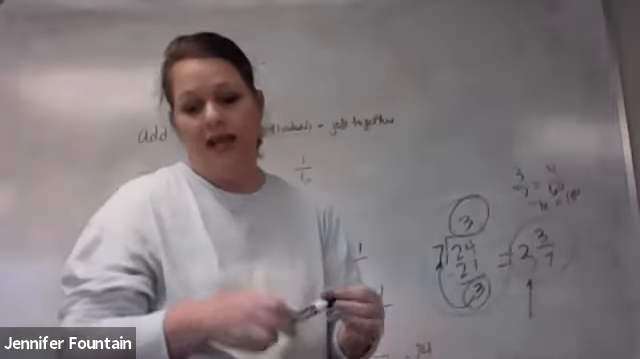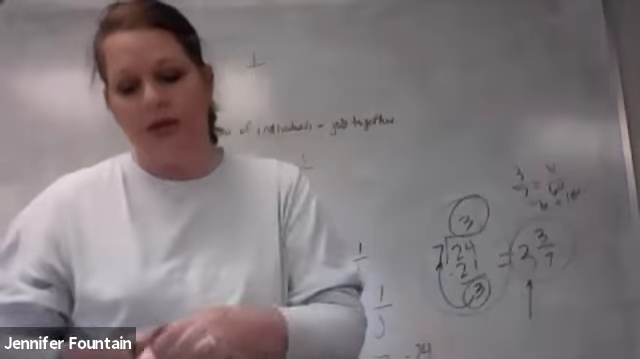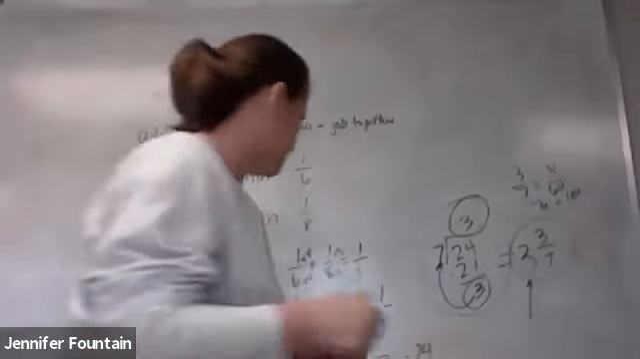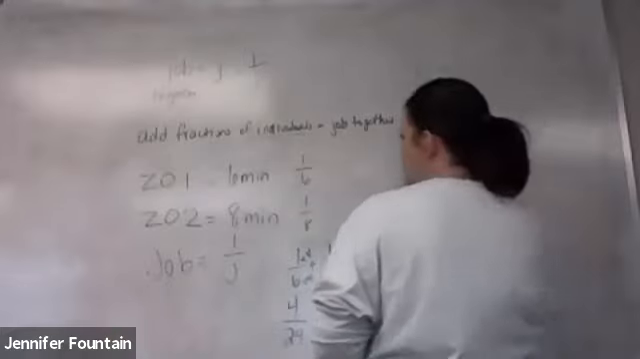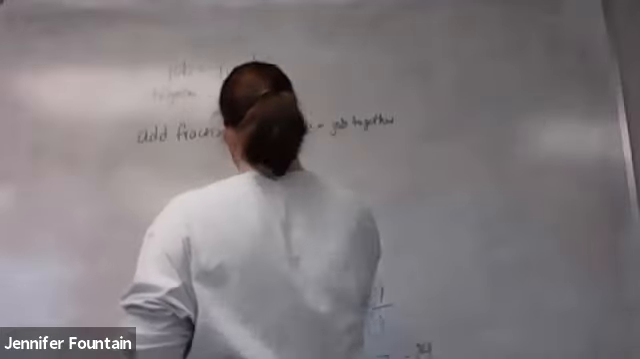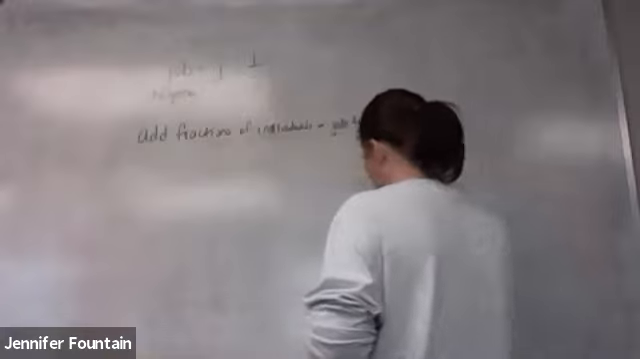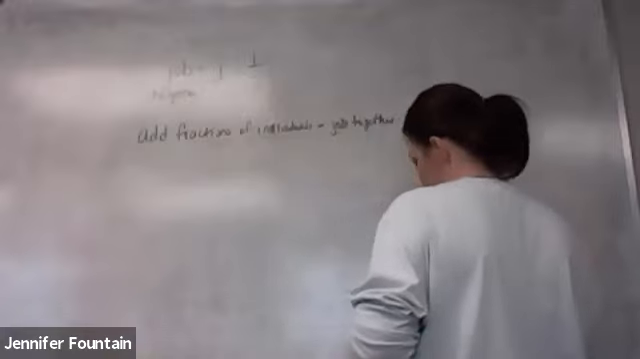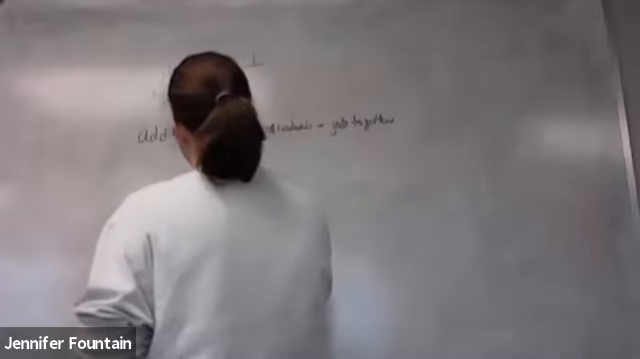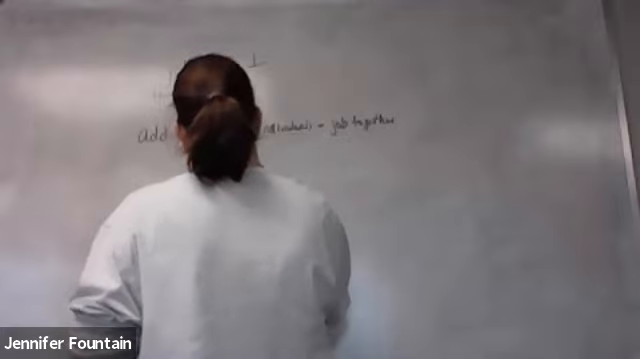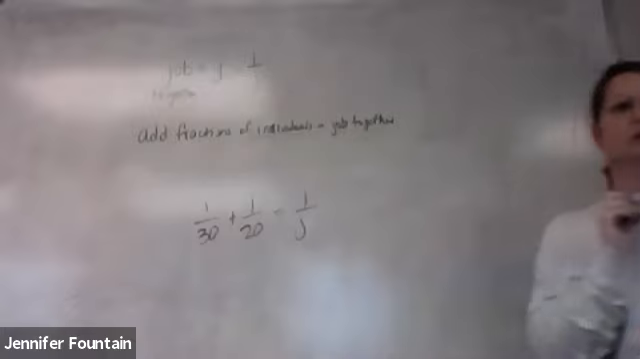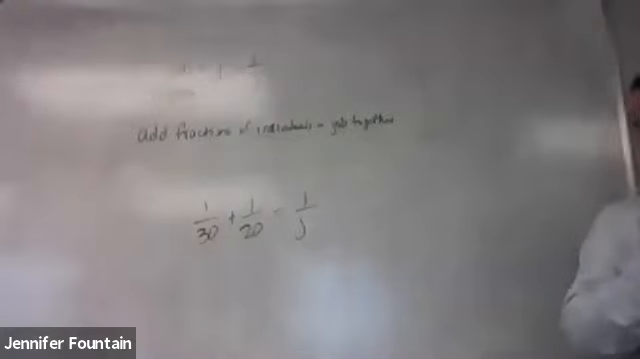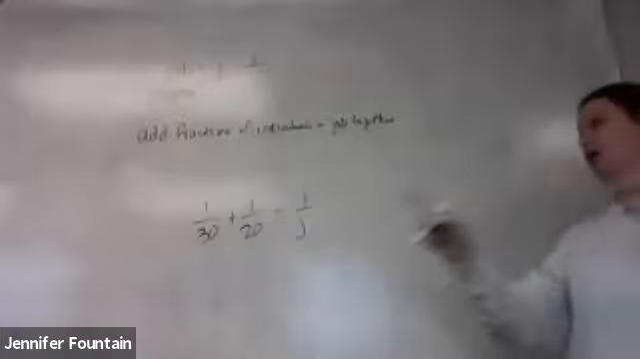John can build a snowman in 30 minutes. Levi can build a snowman the same size in 20 minutes. What are my fractions going to be? 1 over 30 plus 1 over 20 equals 1 over j. What's my common denominator going to be? 10. Mm-mm. 60. Remember, it has to be a multiple of my numbers.